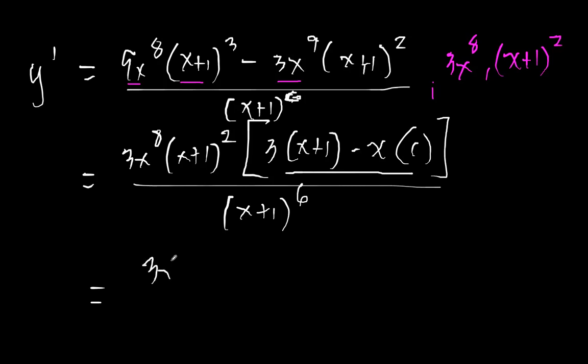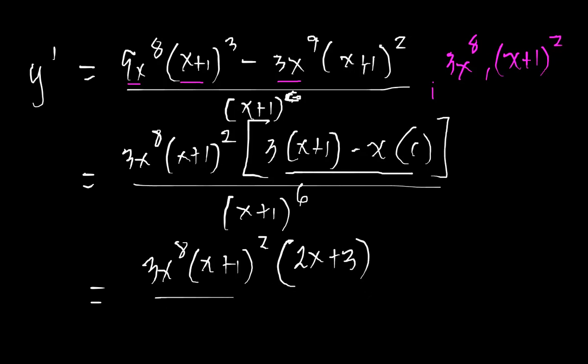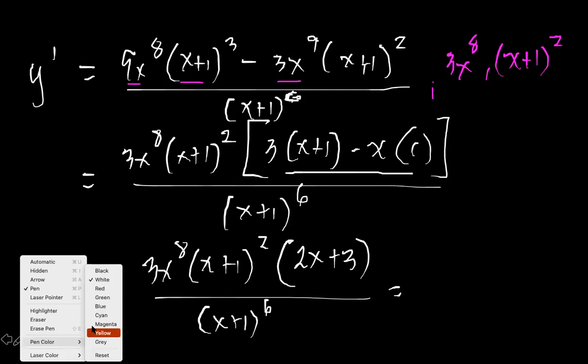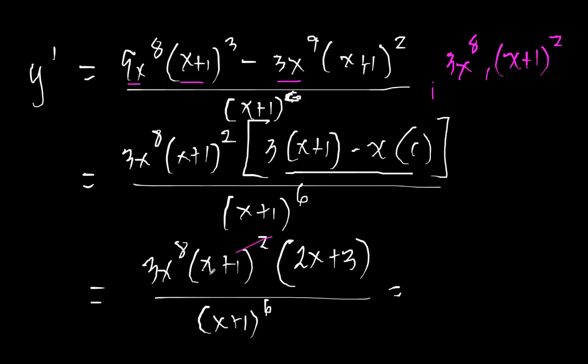All right, so I'll copy 3x^8 (x+1)^2, and this is equal to what? 3x + 3 - x, that's 2x + 3, all over (x+1)^6. Here we go. Now, if we check the expression, guys, we can still factor this out. We can cancel out (x+1)^2 by (x+1) here. So this becomes 4, correct? 6 minus 2 is 4.